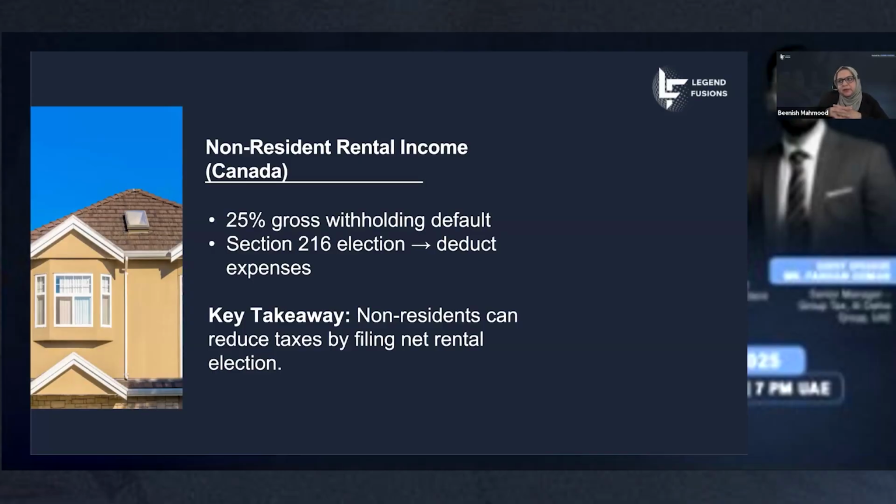And just remember that filing NR6 does not mean that you don't need to file the Section 216 tax return at the year end. They both are equally important. In short, non-residents are taxed on Canadian rental income, but with the Section 216 return and NR6 election, you can often reduce what you owe and manage your cash flows better.